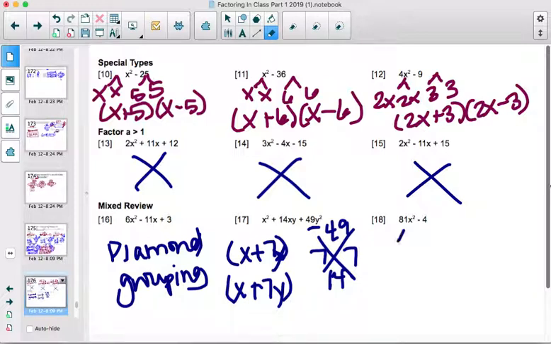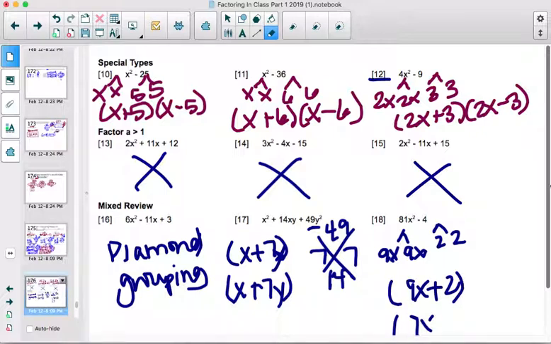And the last one is just like number 12 up here, because it's a perfect square. So I get 9x and 9x, 2 and 2. And remember, I need one positive and one negative. All right.